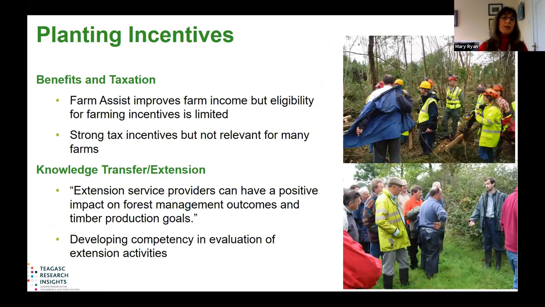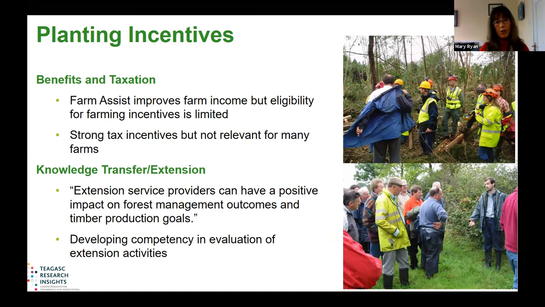There are other planting incentives, such as benefits and taxation, that we've looked at also. Farm Assist improves farm income for lower income farms, but the eligibility constraints can limit the incentives for some farms, particularly for couples. In terms of the tax treatment, there are strong incentives, but it's not relevant for that many farms, in that the incentives come at the point of sale of timber.